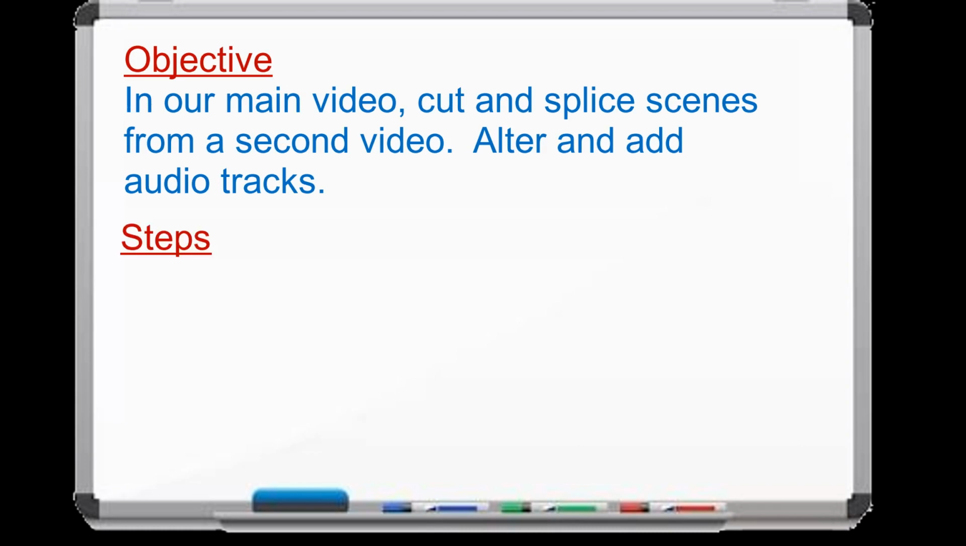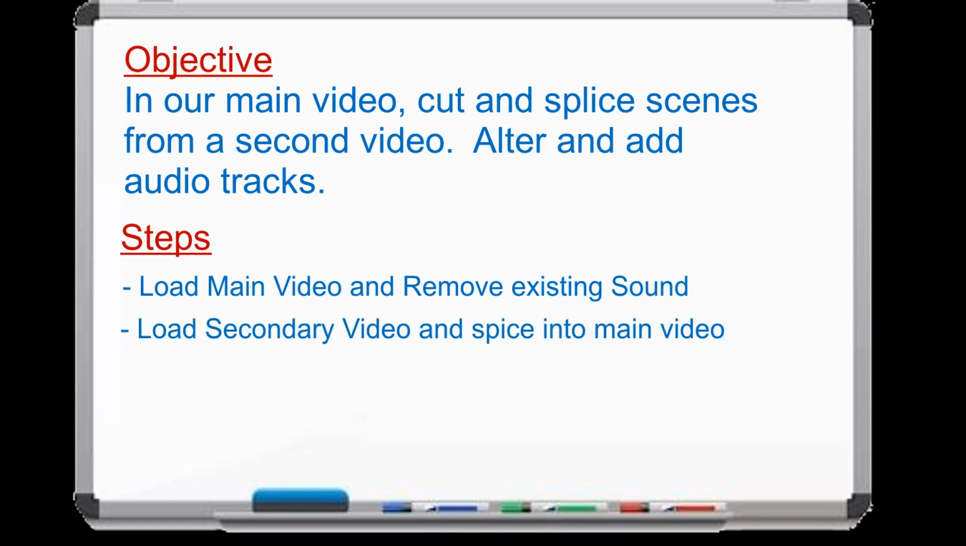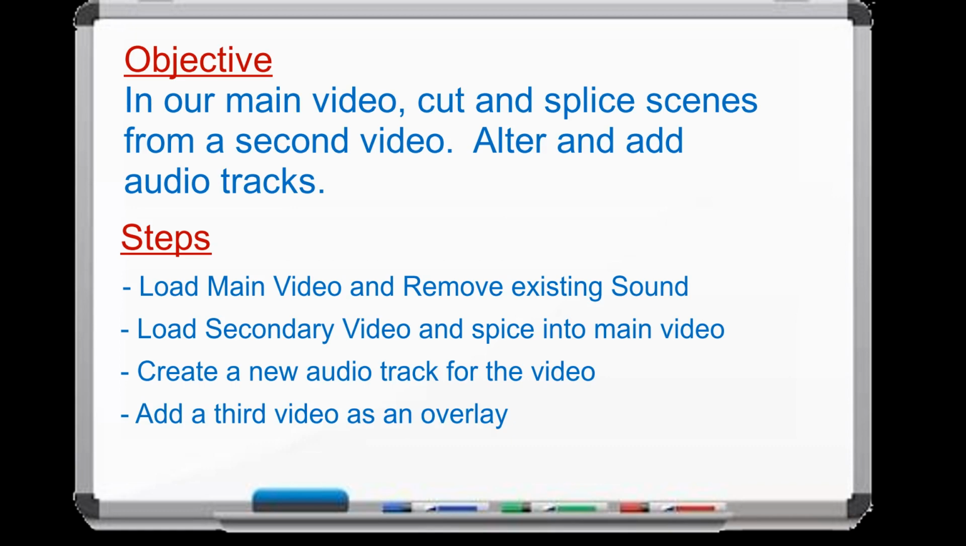So the main steps we're going to be doing is first we're going to load the main video and remove the existing sound. Next we're going to load the secondary video of the squirrels that we're going to be using as our inserts. And then we're going to splice those and add them into our main video. In the third step, we're going to add a new audio track for the main video. And then finally, we're going to just throw in a third video overlay just as something a little fun. That way you can see how two videos running at the same time will work. So with that said, let's get to it.